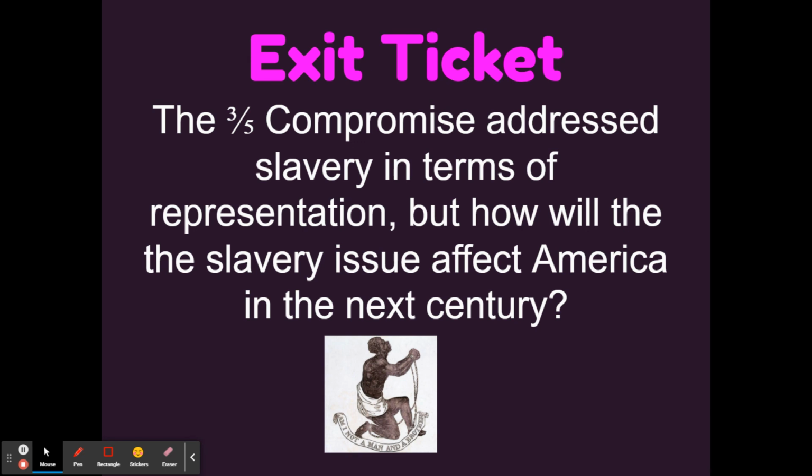And here's my question. The Three-Fifths Compromise addressed slavery in terms of representation, but it didn't end slavery. So, how will the slavery issue affect America in the next century? This is the 1700s, and slavery will still be around 80 years later. So what I want you to respond to on the small piece of paper exit ticket, make sure your name's on it, is how will the slavery issue affect America in the next century? I'll have you work on that.